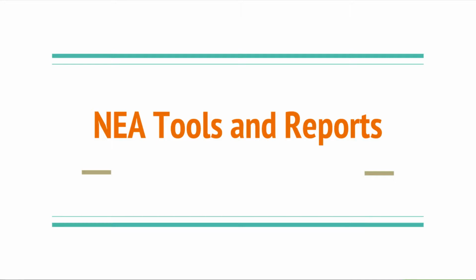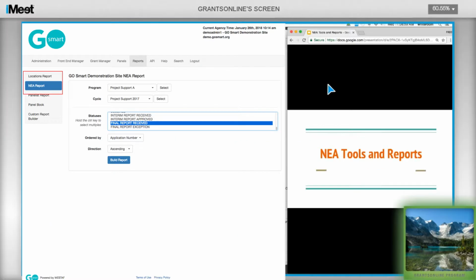So yeah, basically today we're just going to cover the NEA tools as they exist in Go Smart, just to make sure that you're always set up in the right place when you start your cycle, so that when it's time to pull your reports, all you have to do is click that NEA report or activity locations report button on the reports tab, and you're ready to go.